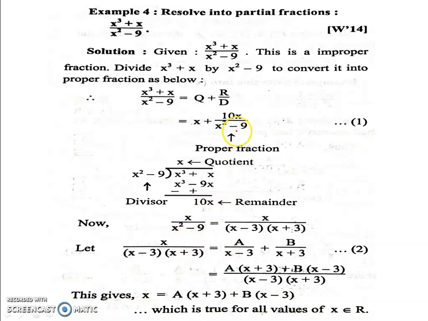So we have to solve now 10x upon x square minus 9. Better we take the 10 common. So x upon x square minus 9. So x upon x minus 3 and x plus 3, because a square minus b square is a plus b and a minus b. Now we have to take the cross multiplication. Common terms get cancelled. So x is equal to capital A in bracket x plus 3 plus capital B in bracket x minus 3.